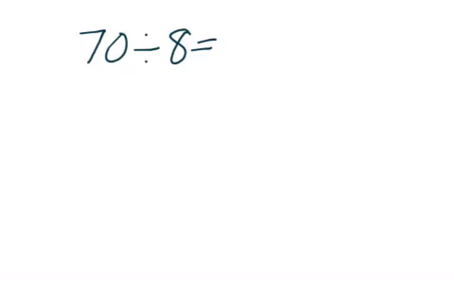Okay, you have to think about your division or your multiplication facts. I know that 8 times 9 is 72, but that's too much. So 8 times 8 gives me 64. 64 plus what gives me 70? Okay, now our problem says how many beads will be left over.